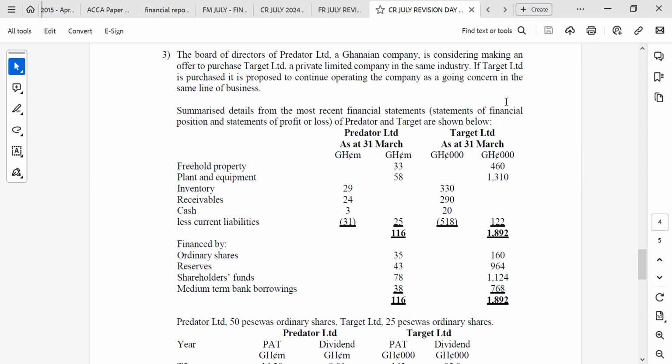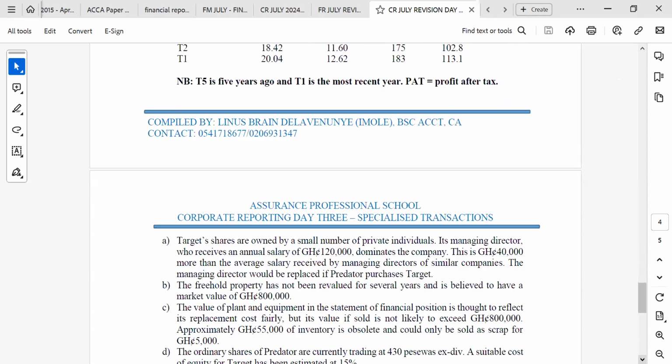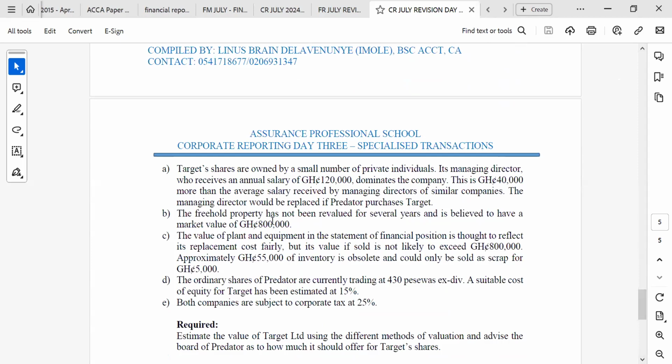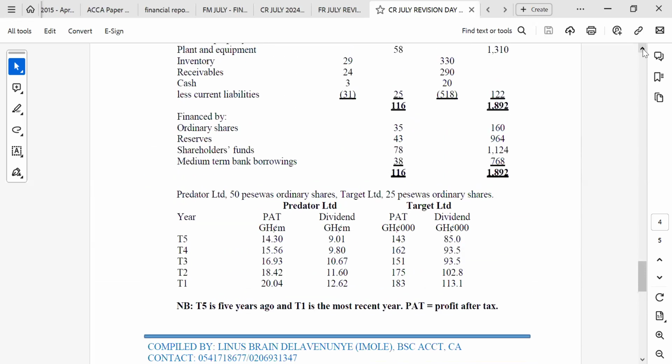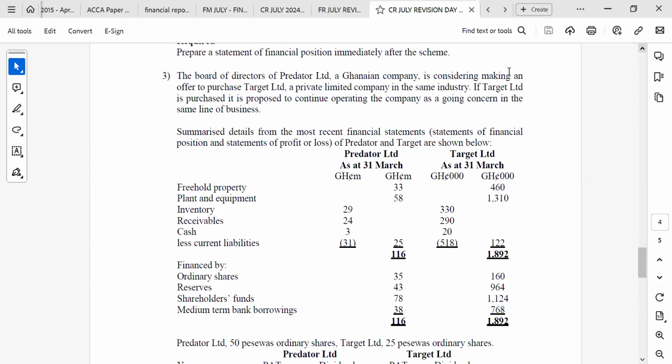No, use the fair value. The replacement cost is the 1310. And the 800,000, they are saying that if it is being sold now, the value is likely not to exceed 800,000. So you can sell for less than 800,000, or maybe at that particular value.